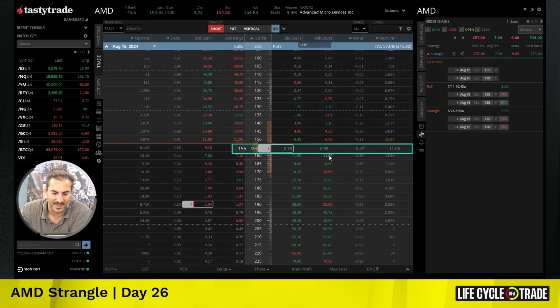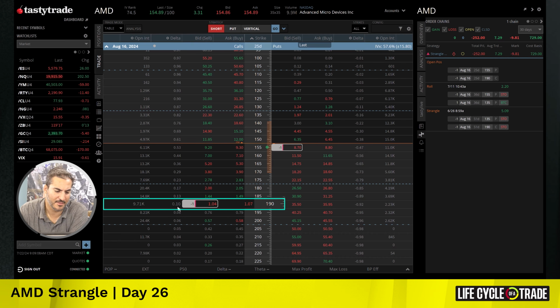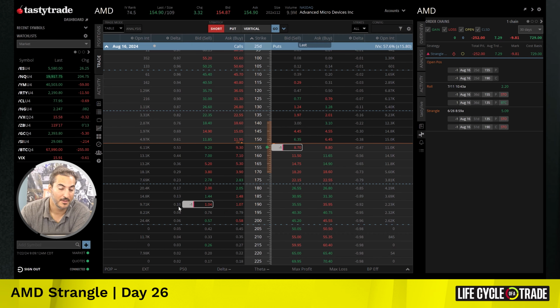So we've got this at the money put. When you look at the delta, you got about a 47 delta there. On the call side, we are short the 190. That's got about 10 deltas. So we've got about 30 to 40 long deltas here, net on this position.